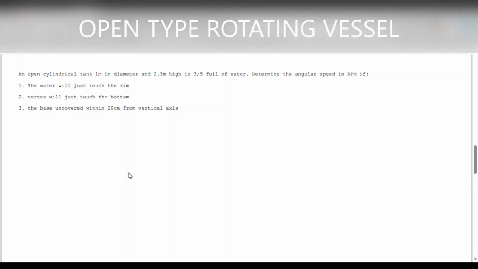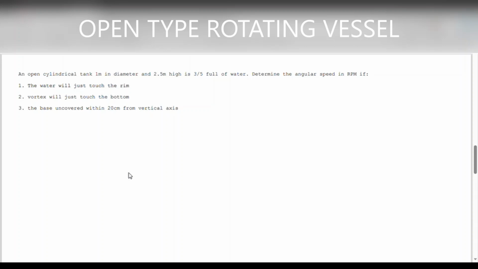We'll be discussing another past board exam problem in hydraulics and geotechnical engineering. So this is actually a rotating vessel problem. The problem states an open cylindrical tank 1 meter in diameter, 2.5 meter high is 3/5 full of water. We have to determine the angular speed in revolution per minute if the water will just touch the rim. Second, the vortex will just touch the bottom.